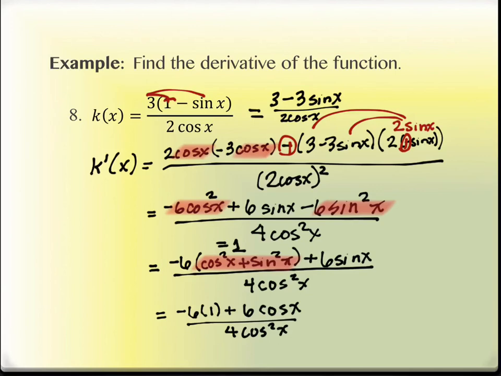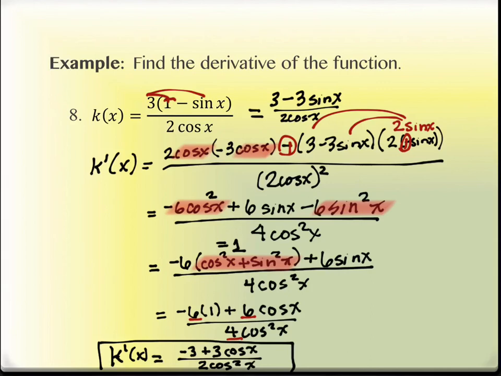Now, of course, negative 6 times 1 is negative 6. And if you'll take a look, we have even numbers here everywhere. I've got 4s and 6s, and so they're all even. I can divide them all by 2 as well. So my last piece of information would be to divide by 2. So I have negative 3 plus 3 cosine of x over 2 cosine squared of x. And this is my derivative of k.